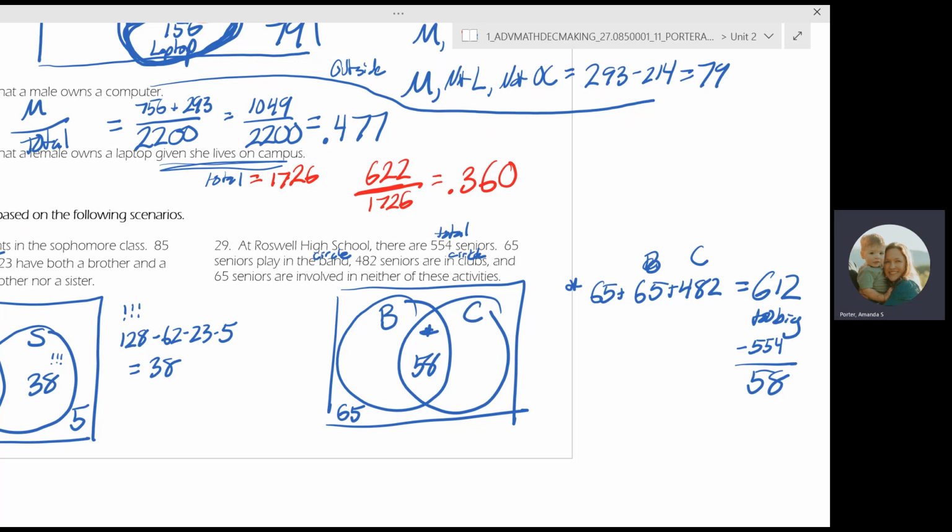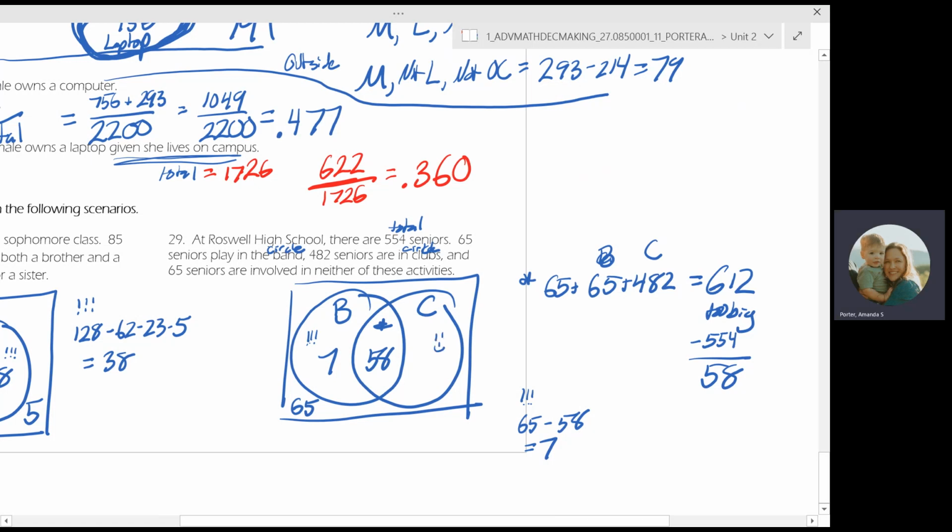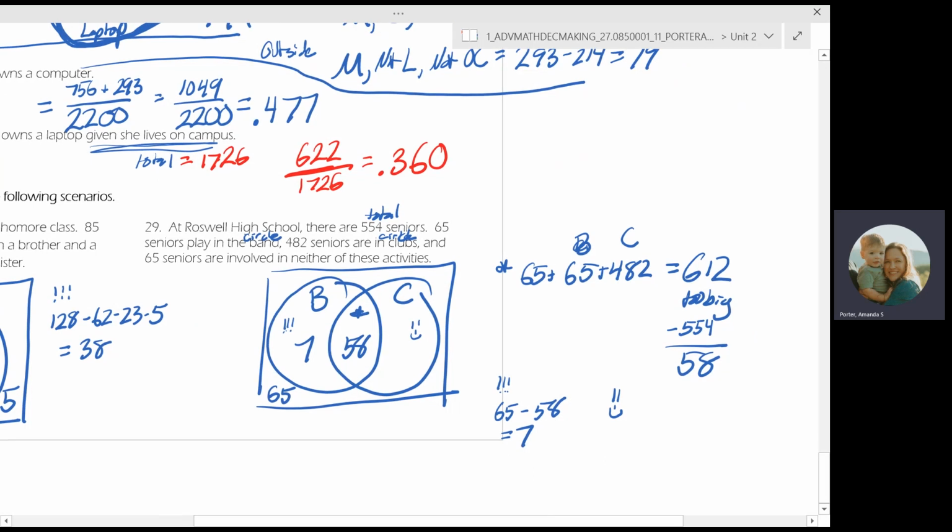Now we can go back and do the exact same thing to get the full B that we did the last time. So the exclamation point would be take that B circle, band of 65, minus the 58. You get 7, so there's 7 out here. And then I'm just putting these little symbols, by the way, so you can find the calculation. So my little smiley face would be 482 minus the 58. And that's going to be 424. So I put a 424 here.